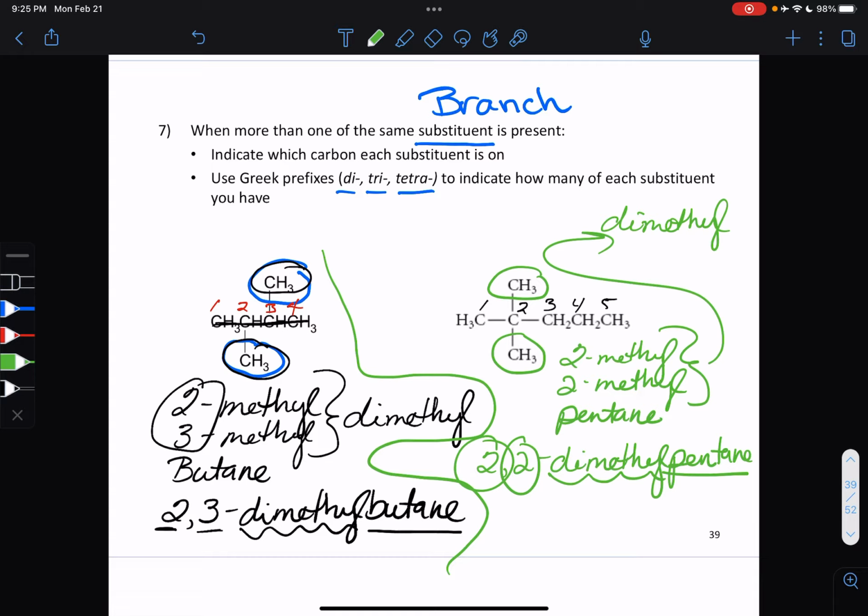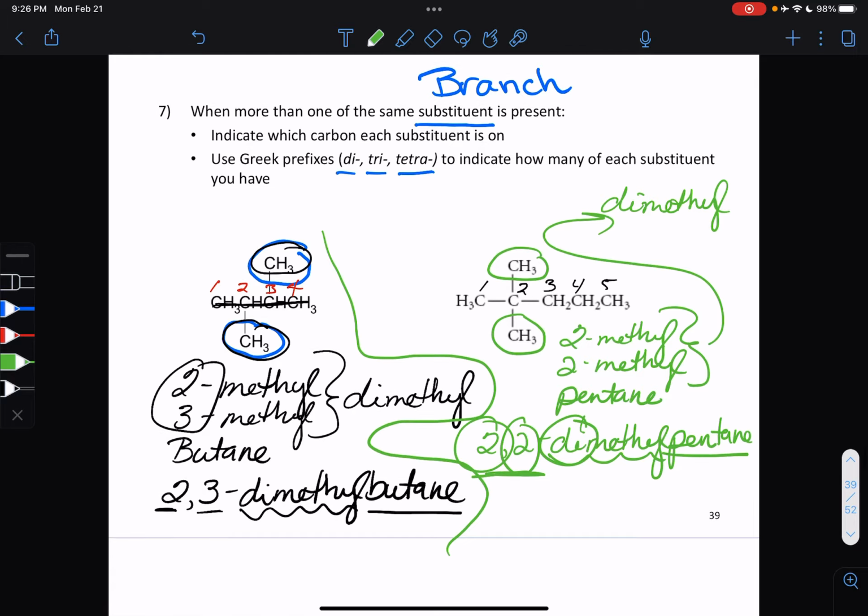Now, it's a very common student mistake to not put one of those 2s when you're writing one of these on a quiz or a test. So make sure that you're remembering to put the location of both of the branches. So if you're putting di here, you better have 2 numbers up front. If you're putting trimethyl, you better have how many numbers up front? 3, that's right. Even if it's 2, 2, 3, something like that, okay? Even if your number is repeating.